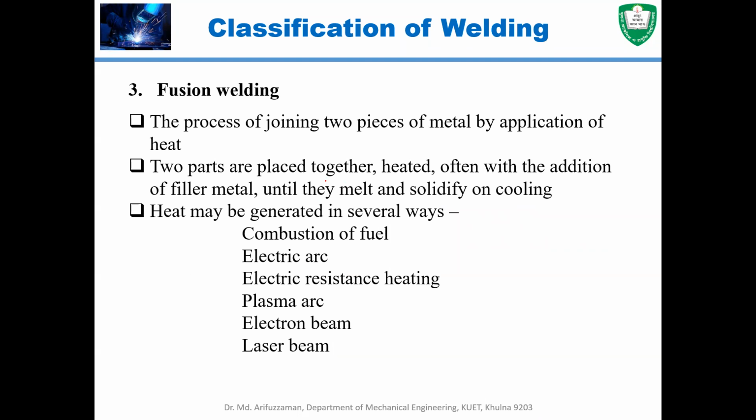You get joining. In the case of fusion welding, heat can be generated in various ways, like combustion of fuel, electric arc, electric resistance heating, plasma arc, electron beam, laser beam. There are many other heating methods that can be used to join metals together. You have two pieces of metal together, you heat them up to melt the interface, and after solidification, you get the joint. That is called fusion welding.